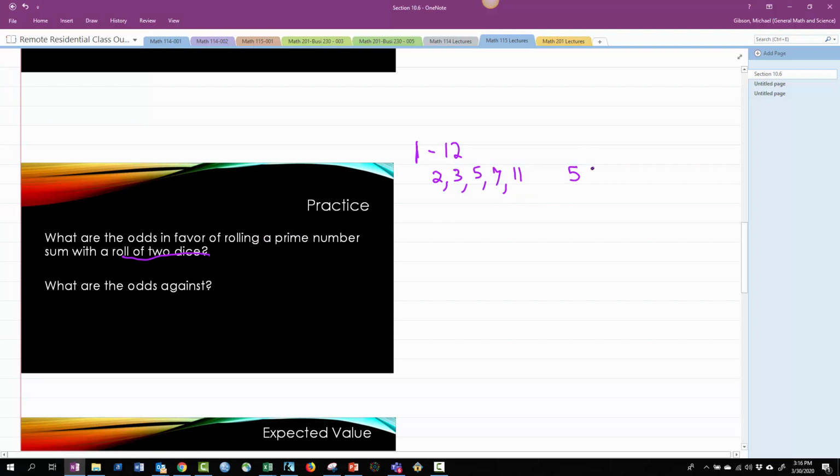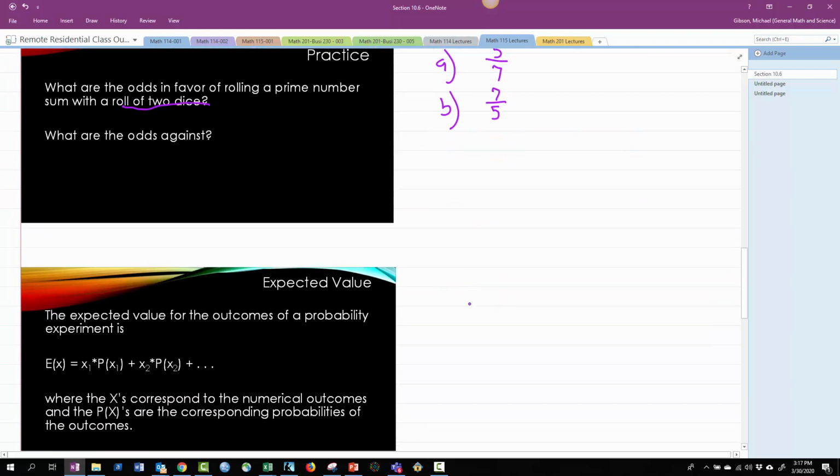All right, odds in favor then. So there's 5 ways to win, right? That leaves 7 ways to lose. So the odds in favor, 5/7. The odds against, we just put the number of ways to not get a prime first, 7/5. All right, let's move on.